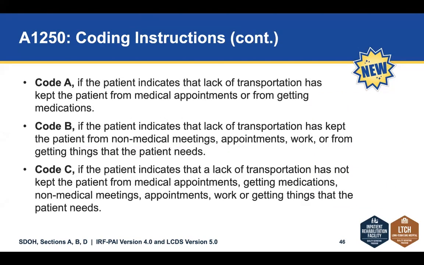The assessor will check code A if the patient indicates that lack of transportation has kept them from medical appointments or getting medications, or choose code B if the patient indicates that lack of transportation has kept them from non-medical meetings, appointments, work, or from getting things that they need. If the patient indicates that a lack of transportation has not kept them from medical appointments, getting medications, getting to non-medical meetings, appointments, work, or getting things that they need, the assessor will check code C, no.